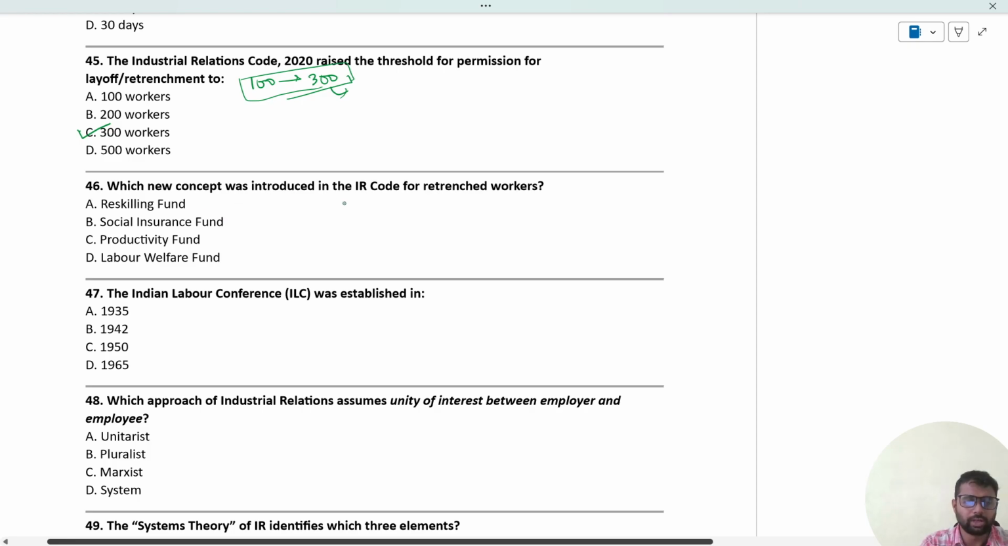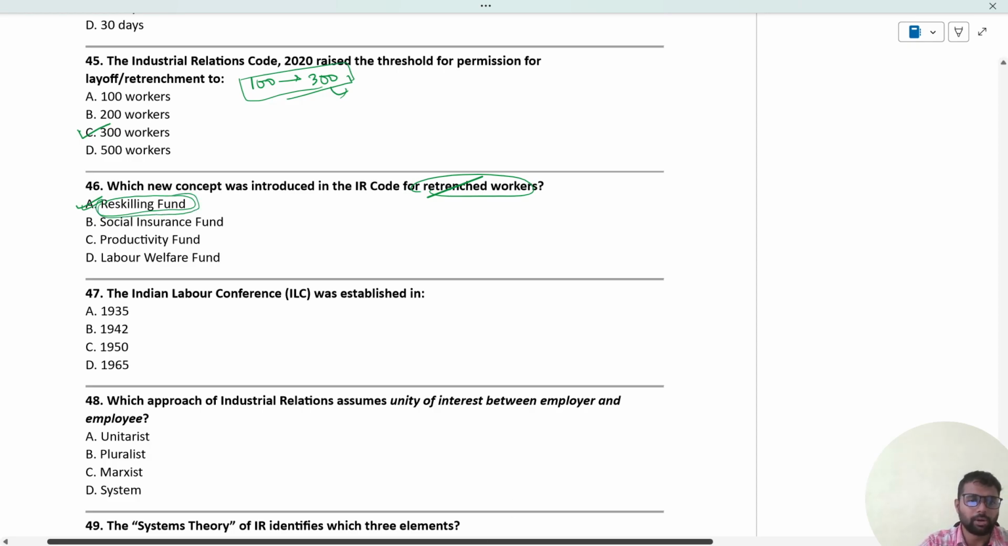So next question 46. Which new concept was introduced in the IR code for retrenched workers? There will be a reskilling fund. For retrenched workers, there would be a reskilling fund, and with this reskilling fund, the retrenched worker will be reskilled. You have laid off the workers, you have retrenched the workers. That means they were not able to meet the requirement of the industry because they were not skilled. So you have to skill them, and then you will again have to employ them back if they are skilled. And for that, you have to have a reskilling fund.